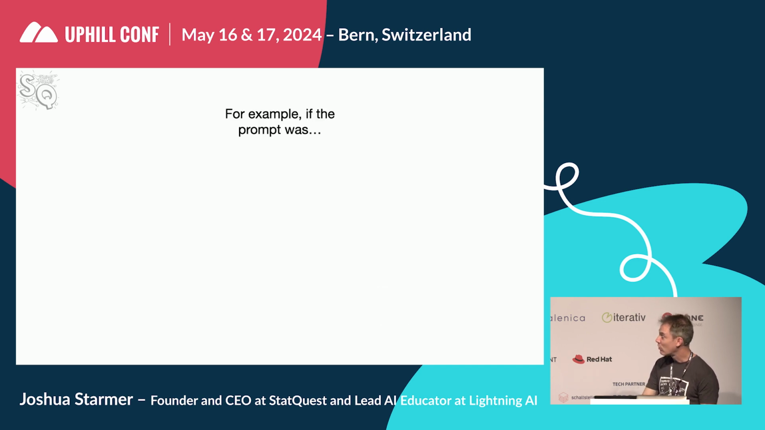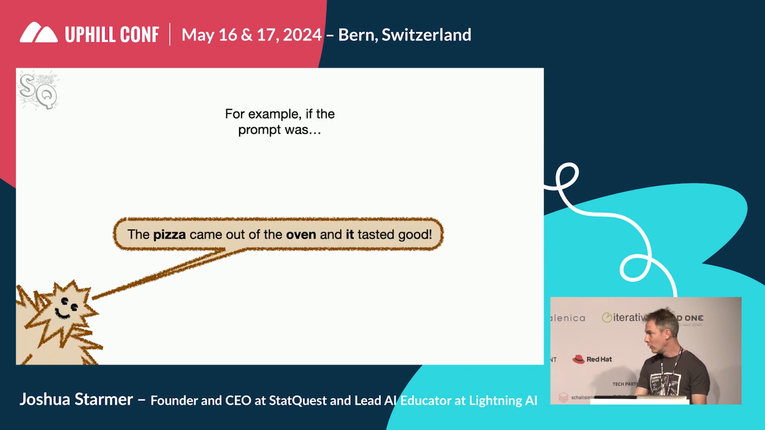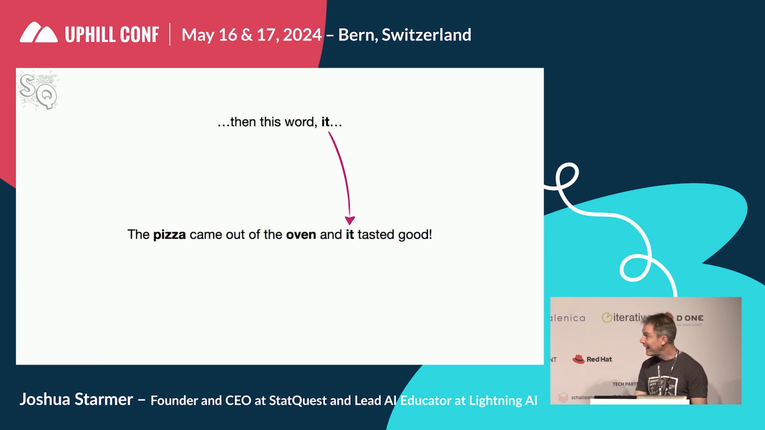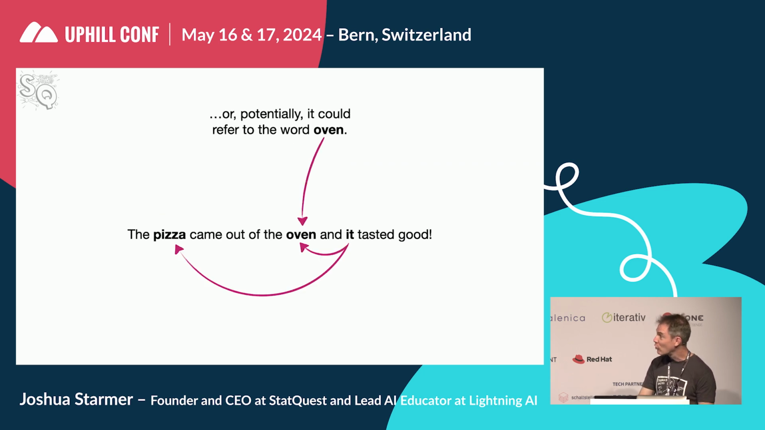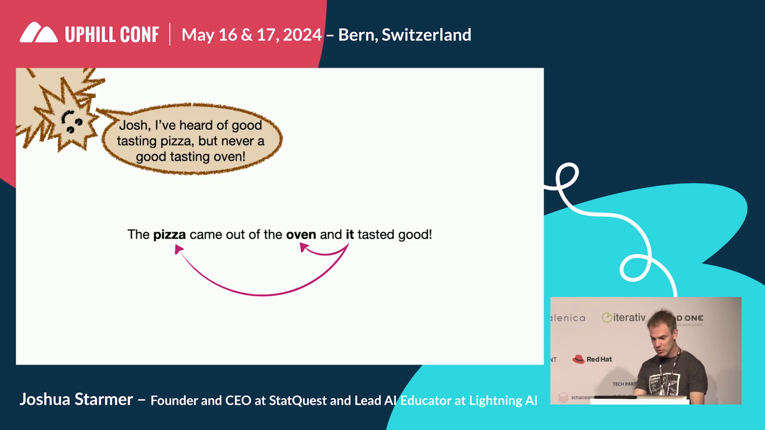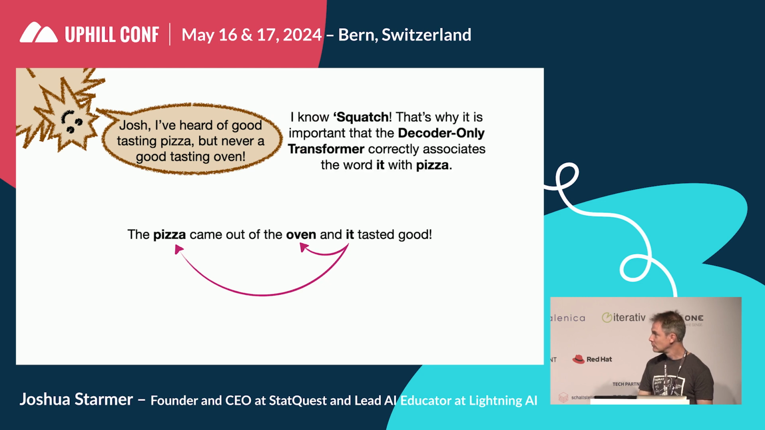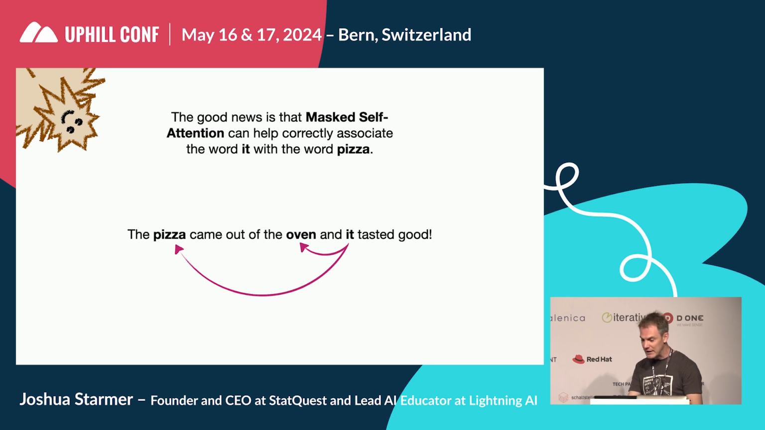For example, if the prompt was, "The pizza came out of the oven and it tasted good," then this word "it" could refer to pizza, or potentially it could refer to the word oven. "Josh, I've heard of good tasting pizza, but never good tasting oven." I know, Squatch. That's why it's important that the decoder-only transformer correctly associates the word "it" with pizza. The good news is that masked self-attention can help correctly associate the word "it" with the word pizza.